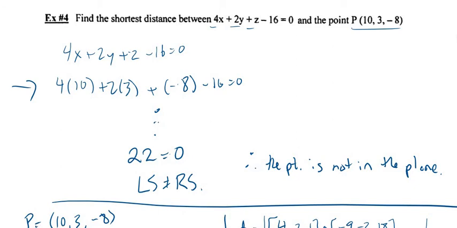Again, we started with the assumption that the point is in the plane, which is this line up here. And when that's not true, we get something that makes no sense. So now we've verified that it's not in the plane, and we can start using our distance formula.